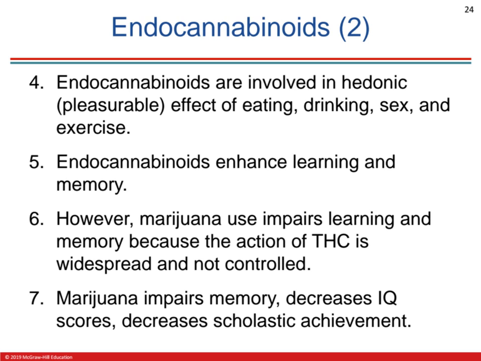So this is the pleasure, hedonism has to do with pleasure. And so the types of pleasure you normally experience in life would be things like eating, drinking, sex, exercise. And so endocannabinoids have been implicated in all those different types of pleasures. Endocannabinoids can enhance learning and memory. So that's good. And that makes sense, again, because often learning and memory are actually tied to reward systems.